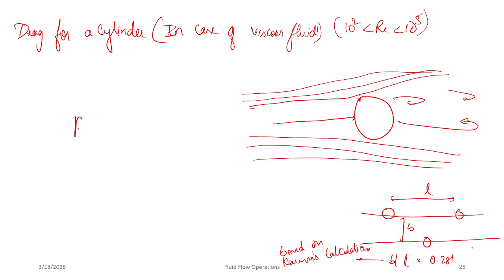Okay, so if Re is less than Re critical, that is 3.8 into 10 power 5, in that case, this will be the result. This is the case for Re less than Rc, but if Re reaches Rc, in that case, the boundary layer becomes turbulent.